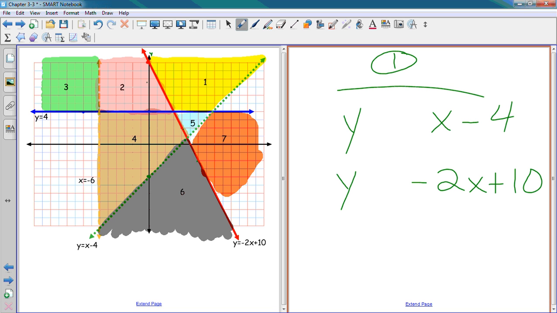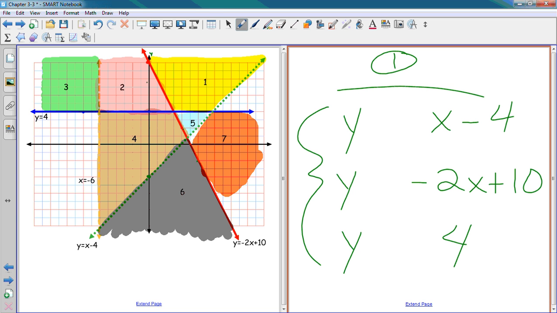Y equals 4. Now, notice I didn't put the equal signs in there. Why not? So you're going to put the greater than or less than thing? Yeah, in step 3, I'm going to replace all the equal signs with an inequality symbol.